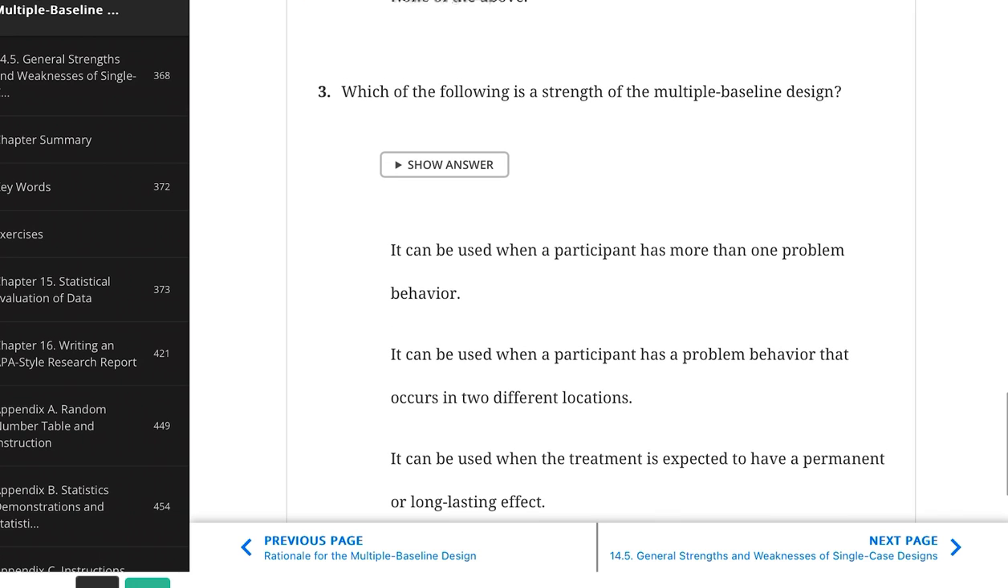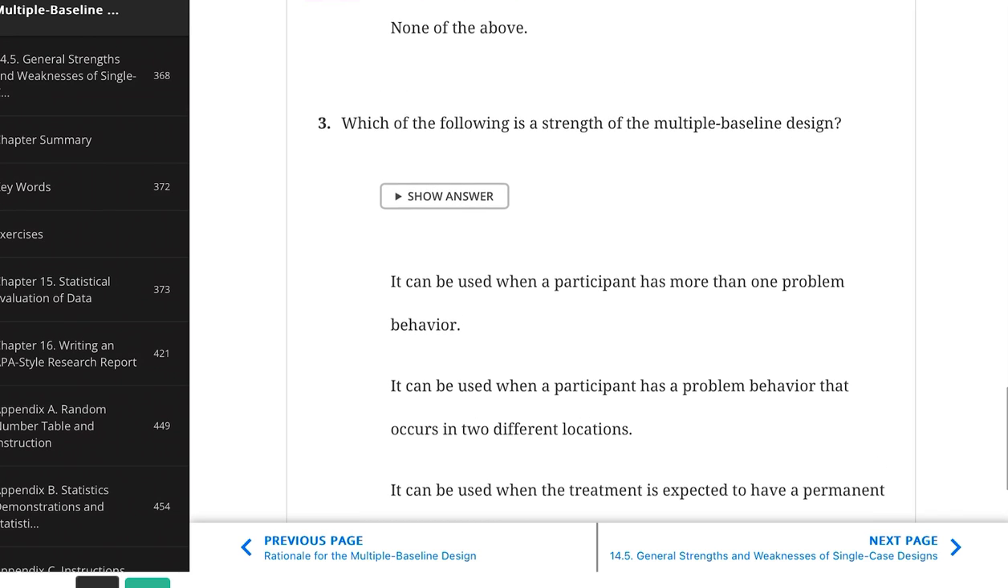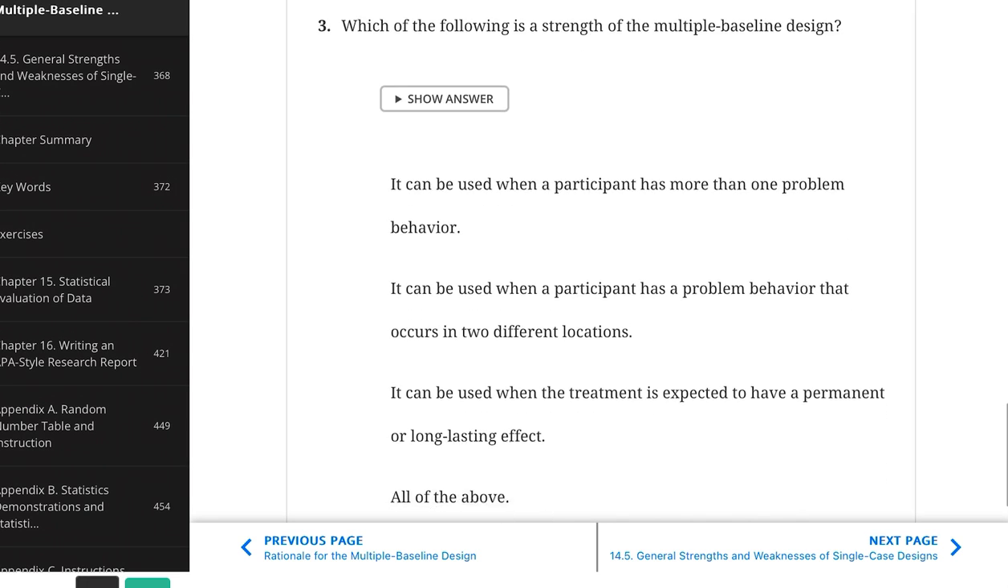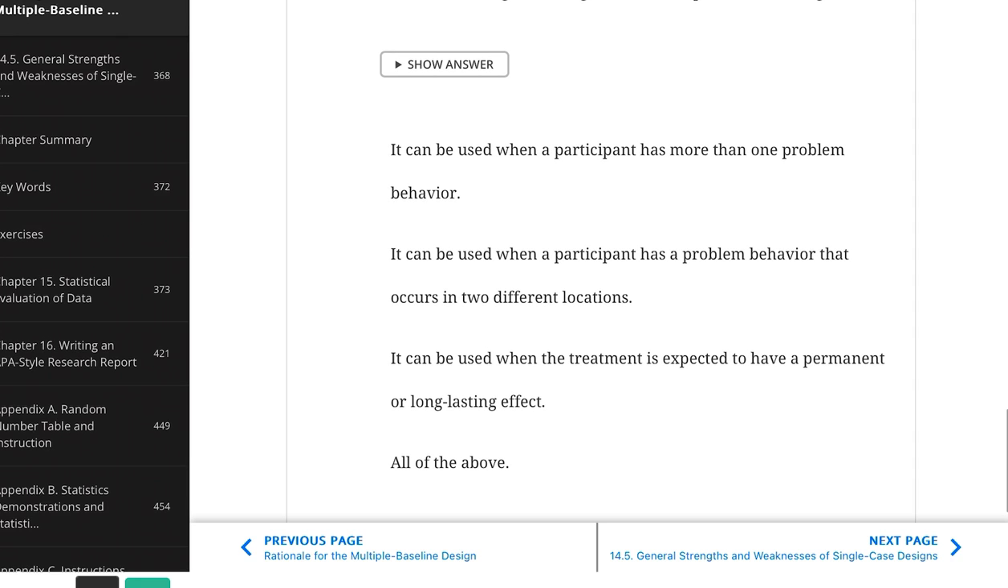And then number 3, which of the following is a strength of the multiple baseline design? If we look through these answers, it can be used when a participant has more than one problem behavior. Well, that's true because we can do the across behaviors design. And it can be used when a participant has a problem behavior that occurs in 2 different locations. Well, that's when we would use the across situation design. So that's true.